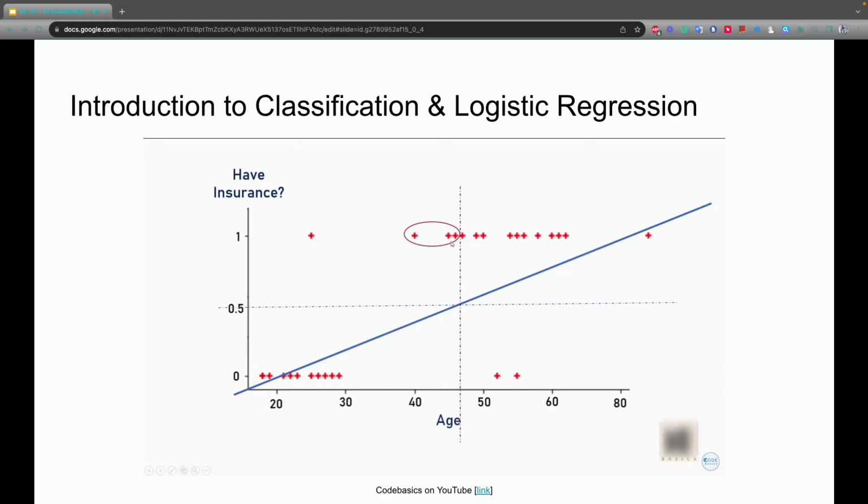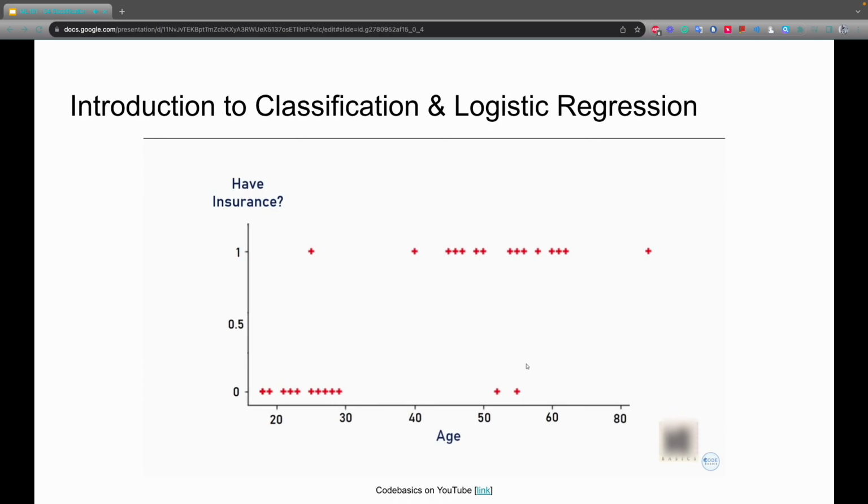Actually, the answer was yes here, but my equation predicted no. So you can see that this is pretty bad when you use linear regression for data like this. Now, here is the most interesting part. Imagine you can draw a line like this. This is a much better fit compared to the previous linear equation that we had, okay?